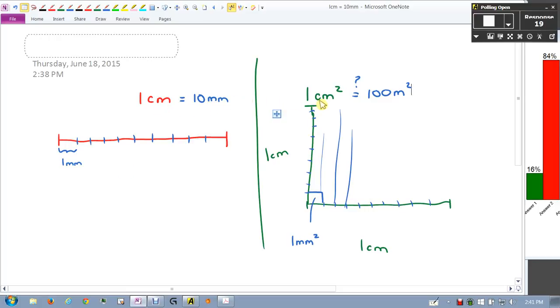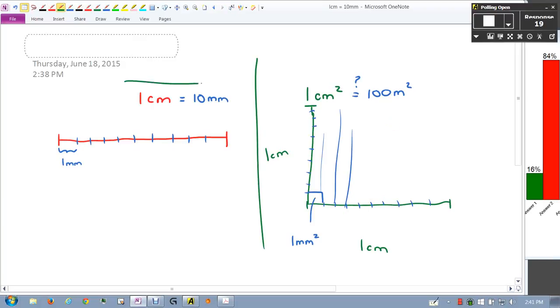Like, what if it's cubic instead? What if it's 1 centimeter cubed? How many millimeters cubed is it? Is it 10 or 1? Or it's going to be 1,000. Length, width, and height. Yes, so you get another factor of 10 in there. But we want a way that's a little more systematic.